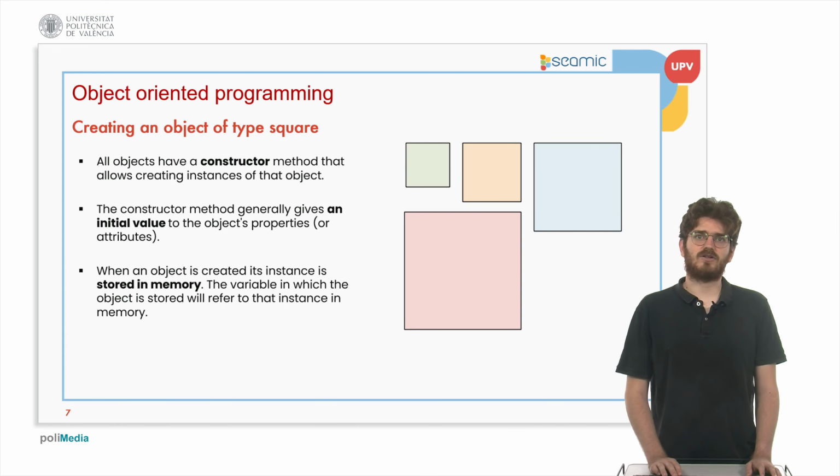All objects have a constructor method, and this is a special method that is called to create a new object. If we call this method repeatedly, we can have different instances or objects of the class or type square shown here. For example, we have a smaller green square and a larger red square. We can give initial values to the attributes of the object, and that is the general purpose of the constructor. Create a new object and give it initial values.